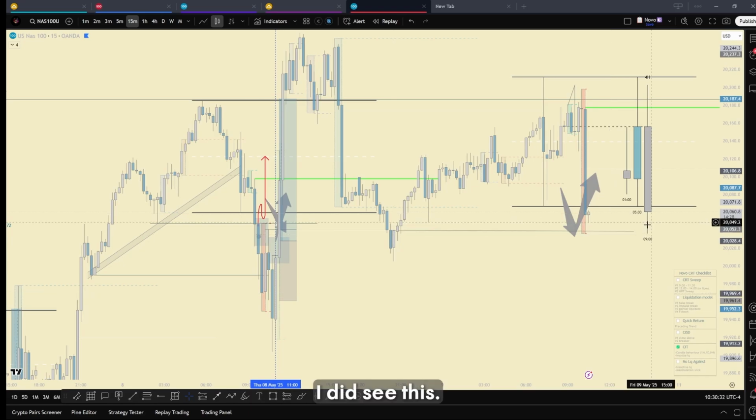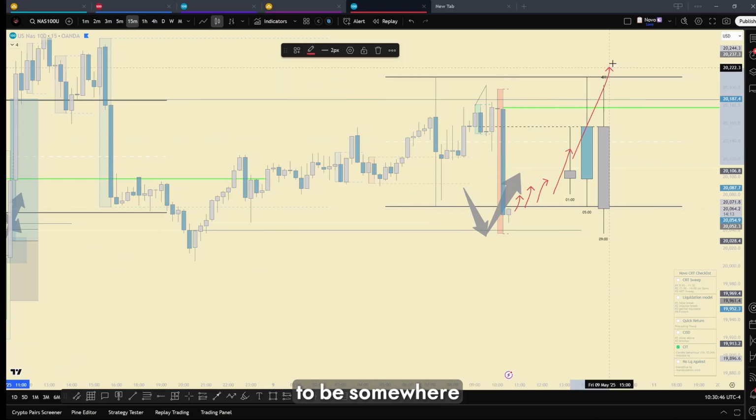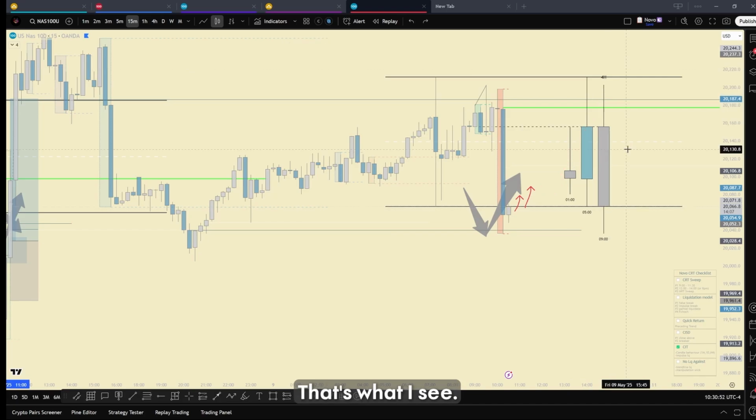Let's see if price holds this. There's two ways that this candle can be reacted to. You can either have the move that starts to pull back up from this massive low, or you can just sweep this candle there and start to move higher. Either one of the two. That's what I want to see if I'm gonna go long from this CRT.